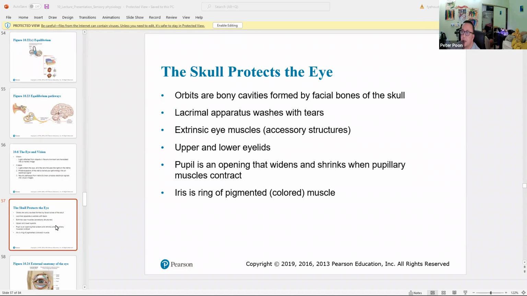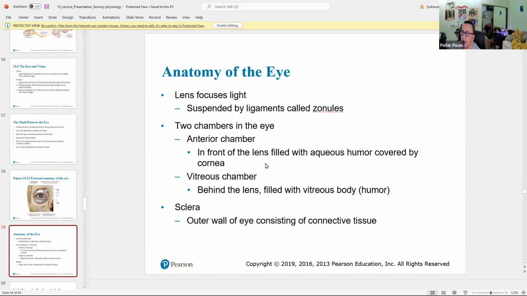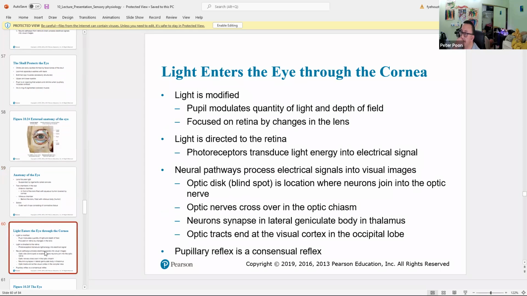This is all stuff that you should be able to read for yourself. That's from anatomy anyway, as is this. You guys are responsible for all that, but what I want to focus on really is the neural pathways. The neural pathways process the electrical signal into visual images.